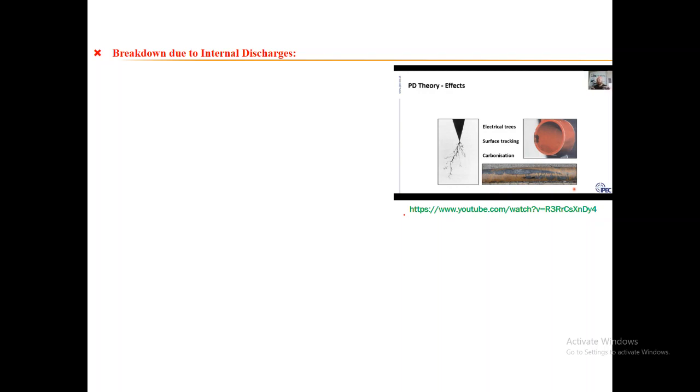Surface tracking, if it's on the outside of insulation, you get surface tracking, and generally what you'll see is this sort of carbonization on the outside of your equipment, which is evidence. You also see sort of white pitting as well, so evidence of that surface tracking occurring, of PD occurring on the outer surface of equipment.